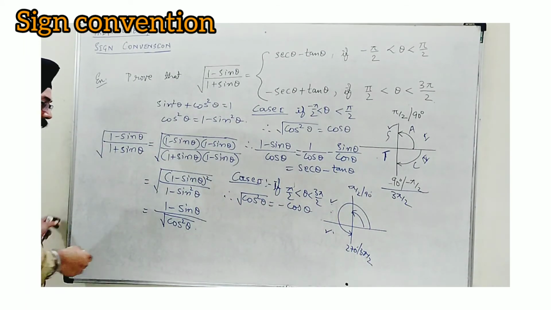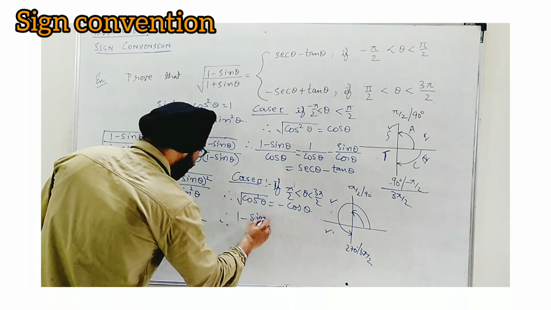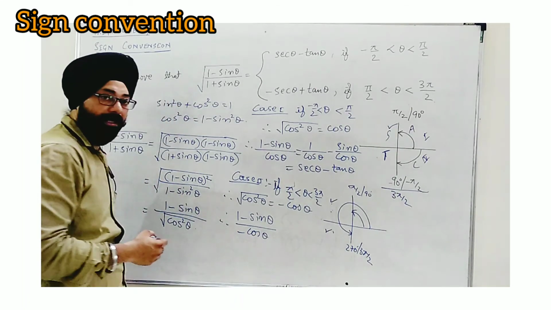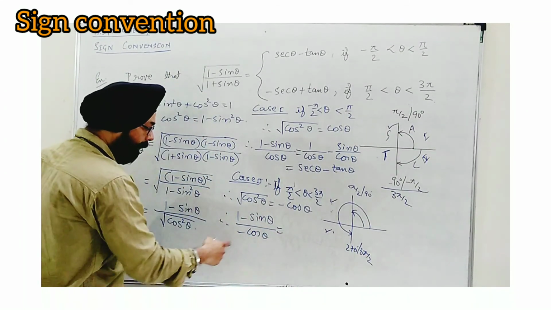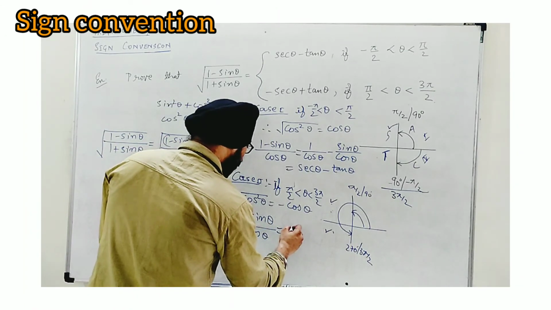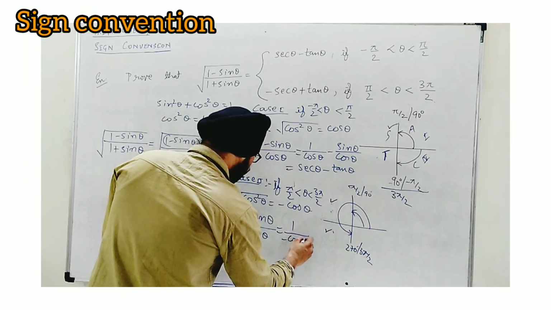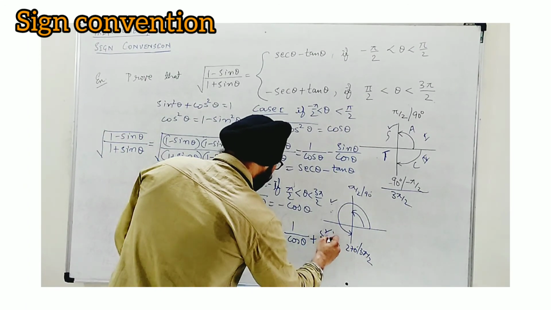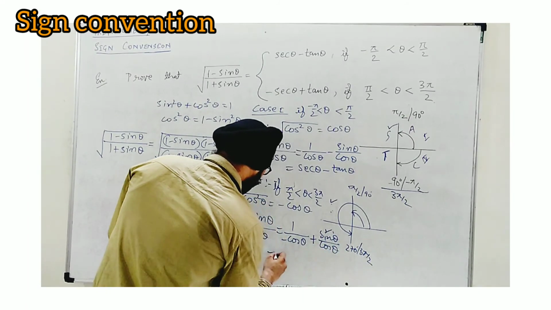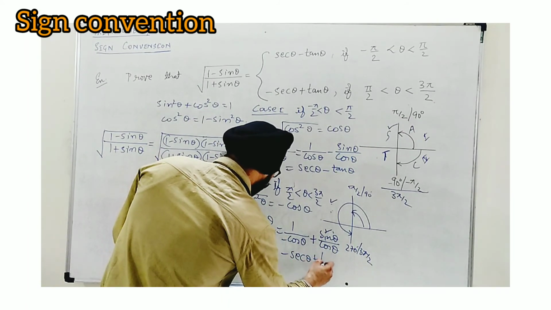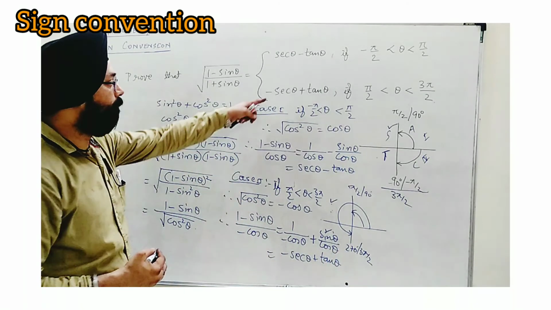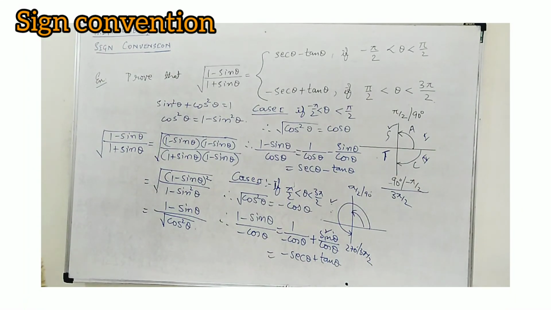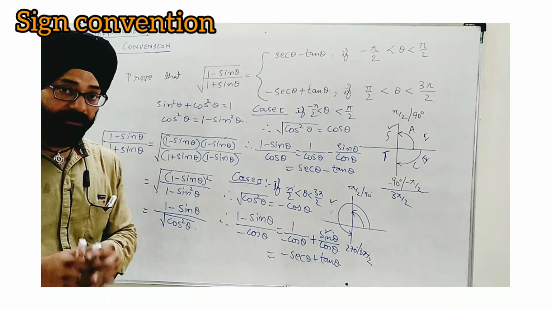It will turn negative. So 1 minus sine theta upon root cos square theta will turn into minus cos theta in the denominator, and we will separate this: 1 upon minus cos theta, and minus sine divided by minus cos will be plus sine upon cos. So we get minus sec theta plus tan theta. This way we have proved and utilized the concept of sign convention. I hope this concept is very clear to you. Thank you.